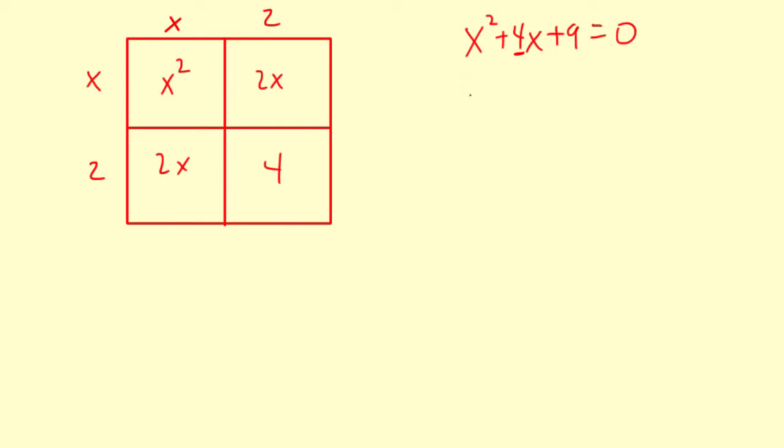So what I can do is I can simply do this. X squared plus 4x. And then what I'm going to do is I'm actually just going to subtract the 9 from both sides. And get that. So then my next step is going to be to add 4 to both sides to get my pattern. X squared plus 4x plus 4 equals negative 9 plus 4, which is negative 5.